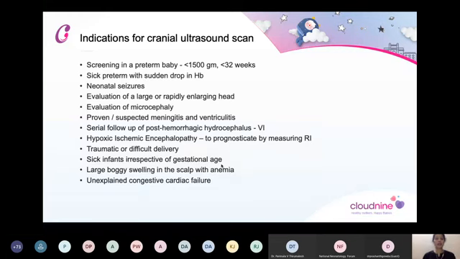If there has been a traumatic or a difficult delivery, then you would want to see what's happening in the scalp or in the head. In sick infants, irrespective of the gestational age, it would be wise to do a head ultrasound. If there is a large boggy swelling in the scalp along with anemia, then you would want to see if there is a bleed. And if there is an unexplained congestive cardiac failure, especially if you have some AV malformation, then it is wise to do. But the most common indication, since this talk is about beginning to do cranial ultrasound, let's focus on the IVH in preterm babies.